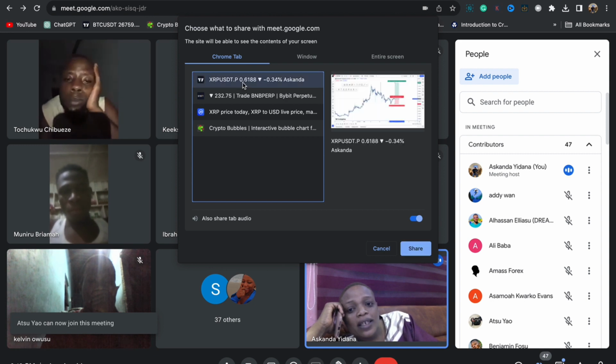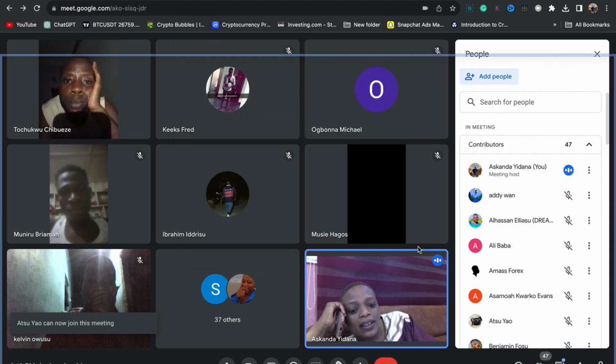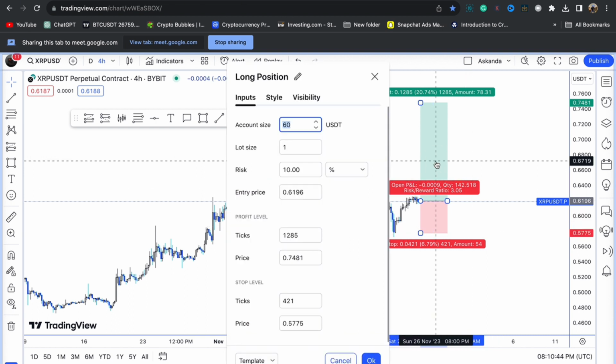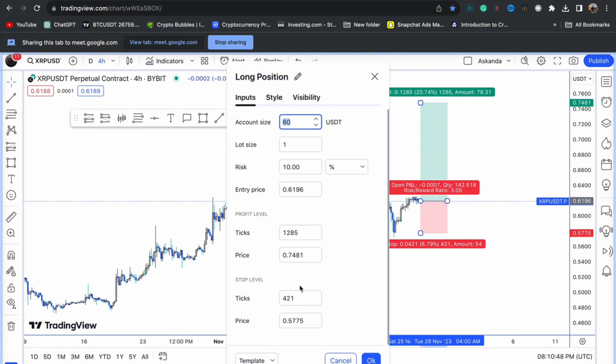For TradingView, you need to know the entry. If you don't know the entry, it won't work. So we know our entry. Double click on that bar here to show you the entry. So this is our entry level, 0.6196. So that's our entry. And our take profit level, 0.7481.